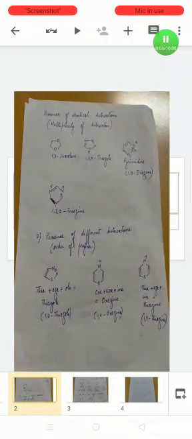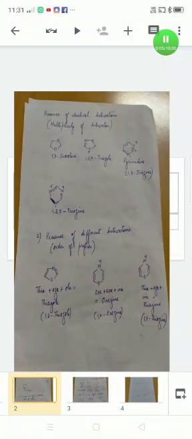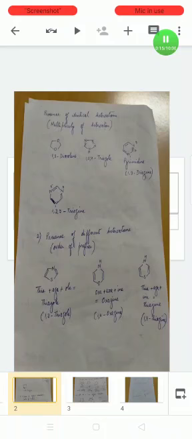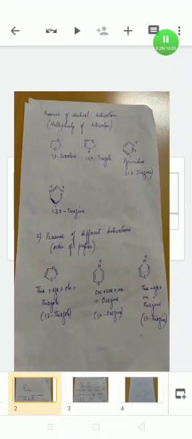Now, in this lecture, we shall study some more examples. First is presence of identical heteroatom, multiplicity of heteroatoms. When two or more heteroatoms of the same type are present in a ring, the prefixes di, tri, tetra, etc. are used and placed before the prefix used for the heteroatom. So the first example is 1,3-dioxolane.